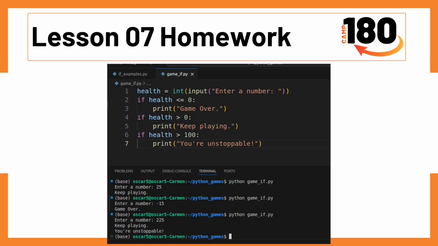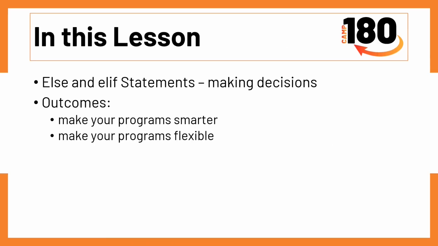In the last lesson, we introduced if statements, the building blocks of decision making in code. We saw how Python can check conditions and run code only when something is true. Today, we're taking that a step further by learning how to handle multiple outcomes using else and elif. By the end of this lesson, you'll be able to make your program smarter and more flexible, which is a huge part of building code.